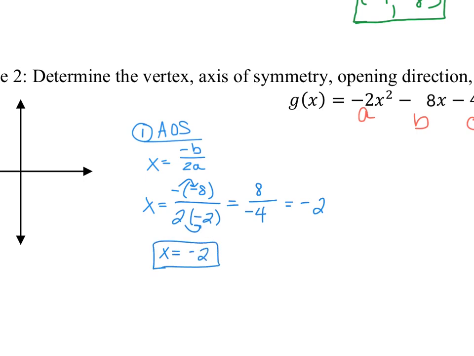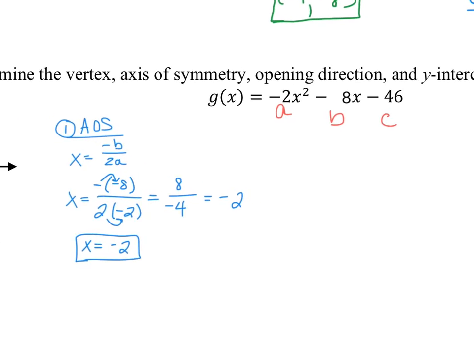Now that we have the axis of symmetry, we also can find our vertex as well. So step 2, find your vertex. This means we're going to substitute our x equals -2 in for x and go find y. So -2 parentheses, whatever x is, which in this case also happens to be -2, and then square it, minus 8 times x, which is -2, minus 46.